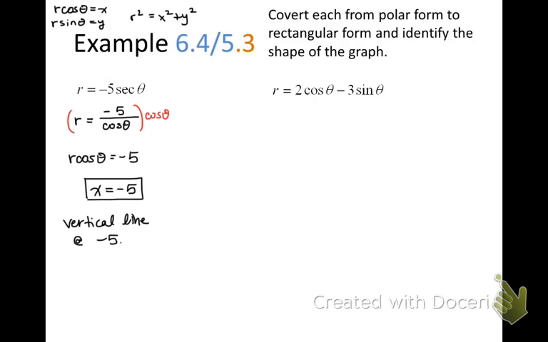If this was not a vertical line and it was a slanted line, what I would mean by tell me its location and shape is, I would mean tell me where its y-intercept is, tell me what its slope is. That gives me its location and its shape, right?